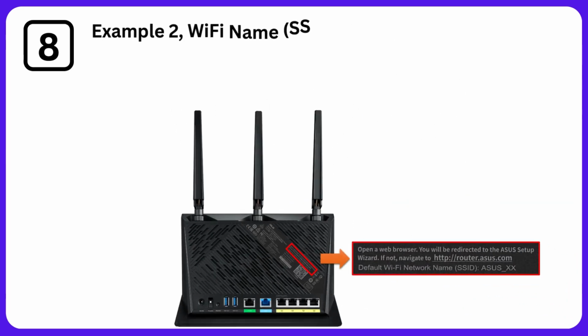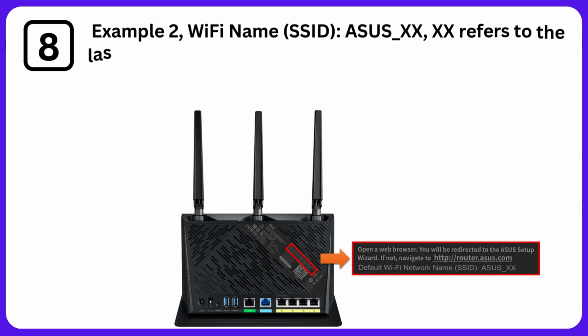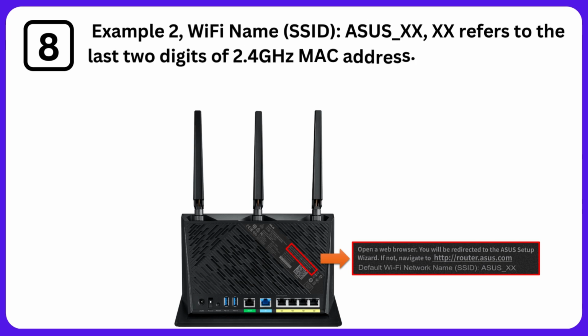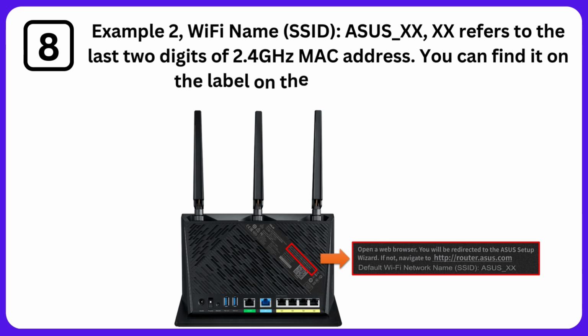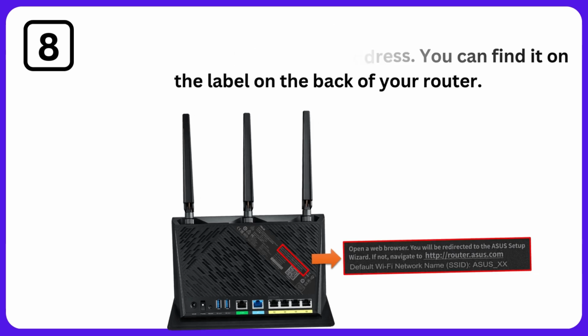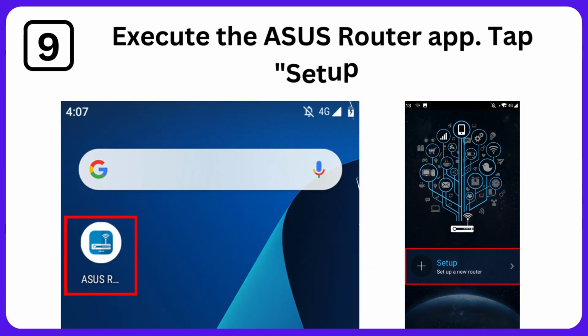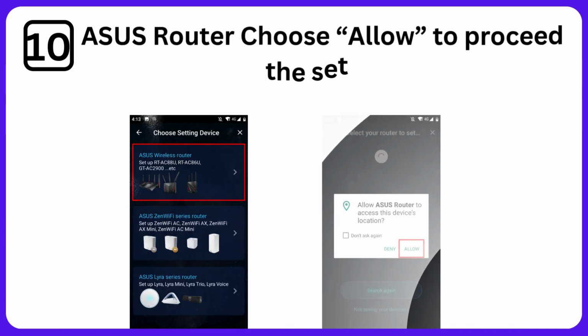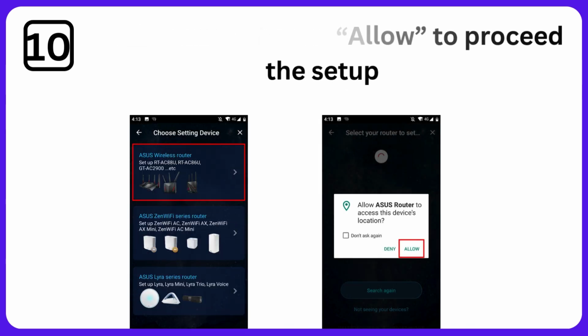Step 8. Example 2: Wi-Fi name, SSID Asus_XX, where XX refers to the last two digits of the 2.4 GHz MAC address. You can find it on the label on the back of your router. Step 9. Execute the Asus Router app, tap Setup. Step 10. In Asus Router, choose Allow to proceed with the setup.